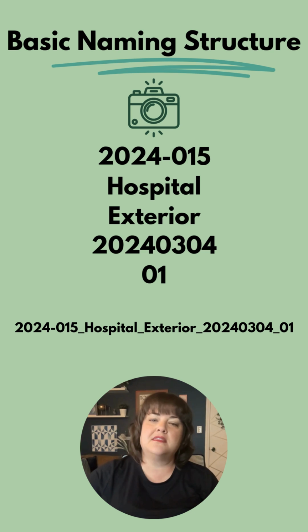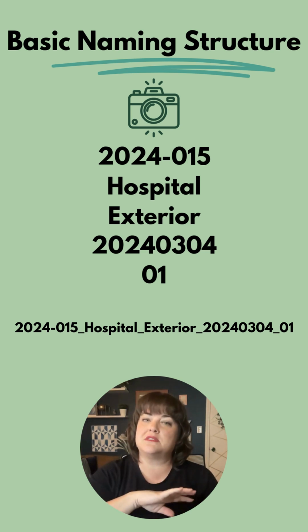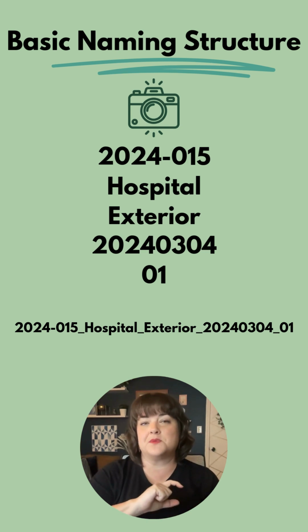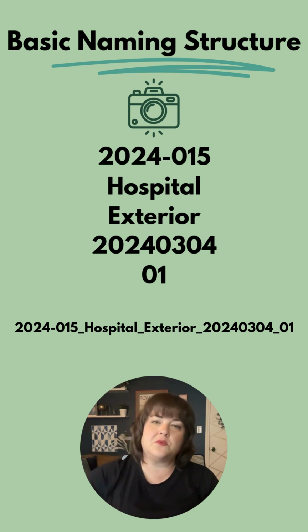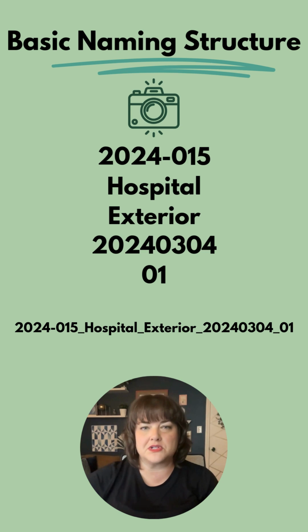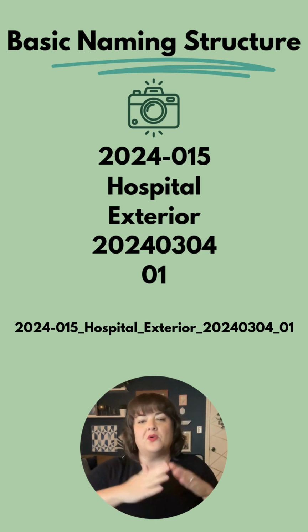So for this example, let's say that the project number is 2024-015. It's a hospital project. It was an exterior photo. The date that it was taken was March 4th, 2024. Putting the 4 digits for the year first actually helps with sorting capability, so making sure that you do that. And then that sequence number. So this was the first exterior shot that we kept from the photo shoot, and being able to use that in the naming convention. And then you can see here the whole name of it.